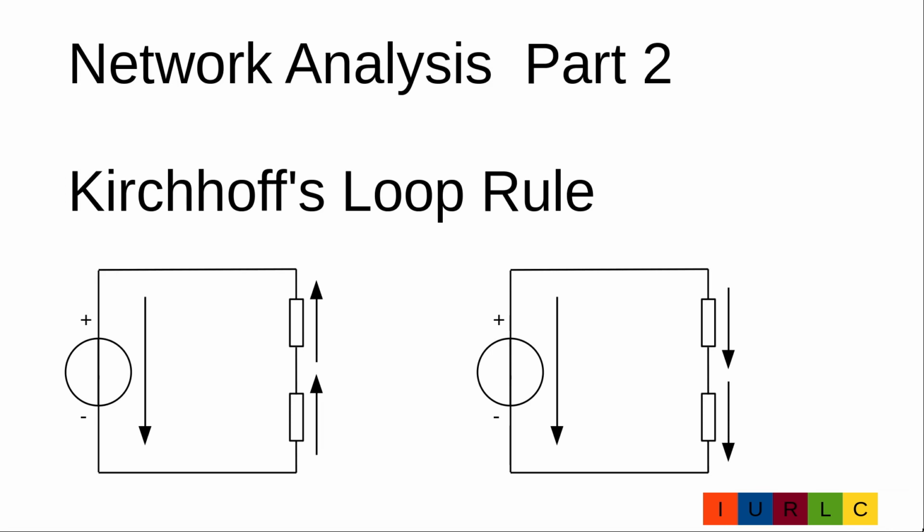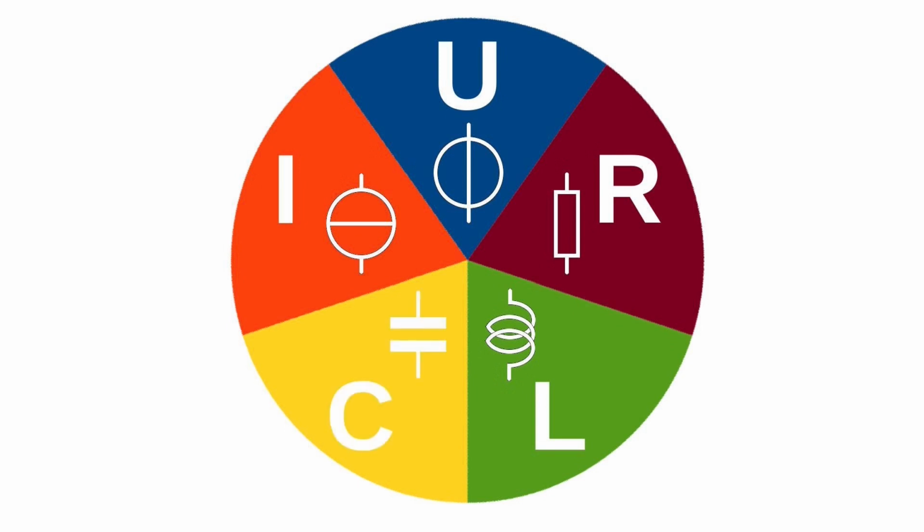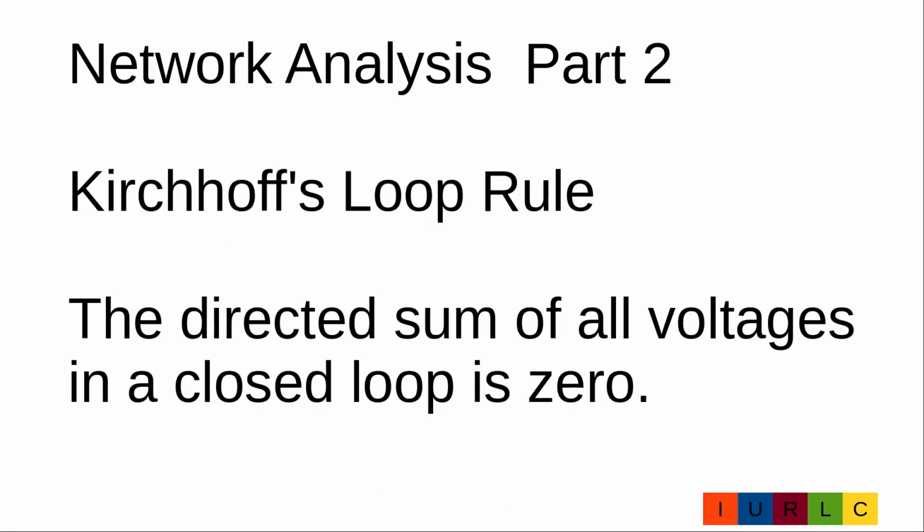Hello, in part 1 we discussed Kirchhoff's junction rule, and after the intro we will continue with Kirchhoff's loop rule. Kirchhoff's loop rule describes voltage conditions in an electrical network. The rule is: the directed sum of all voltages in a closed loop is zero.